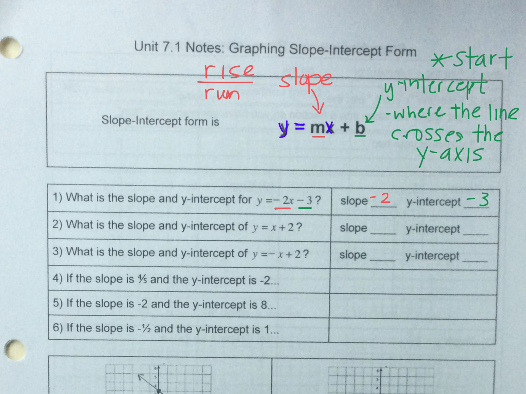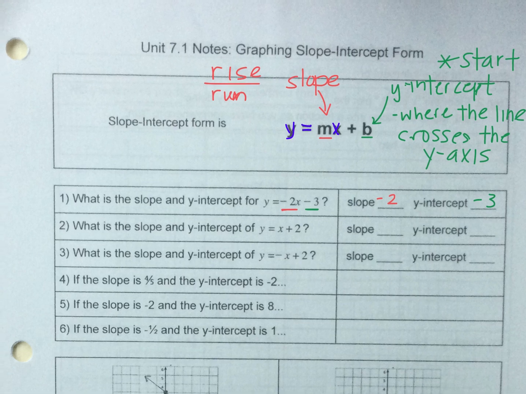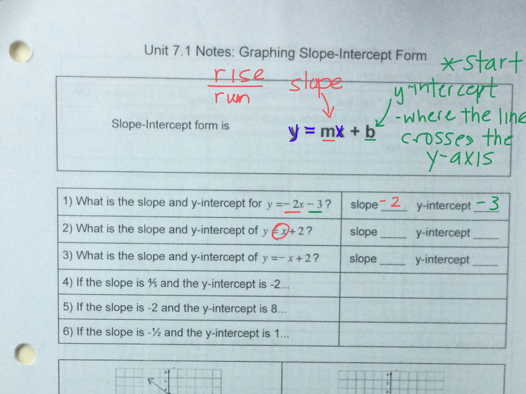All right, let's look at this next one. So the slope is supposed to be in front of the x, but there's nothing right there in front of the x. But we are super smart and know that really there's a 1 right there. So our slope is 1. And then the y-intercept is what's at the end, which is a 2. This next one, we have that same problem. There's just a negative in front. I have to have a number. So it'll be negative 1 for our slope. And our y-intercept is going to be a positive 2.